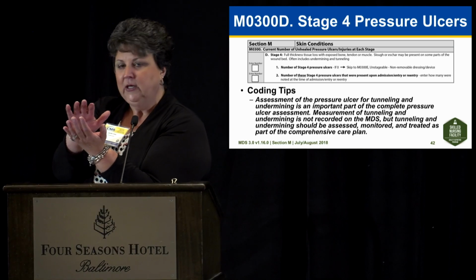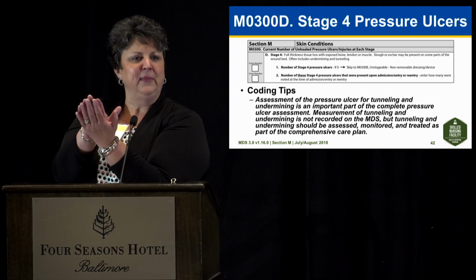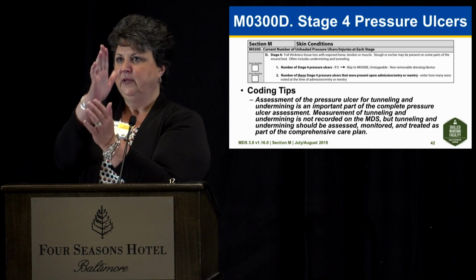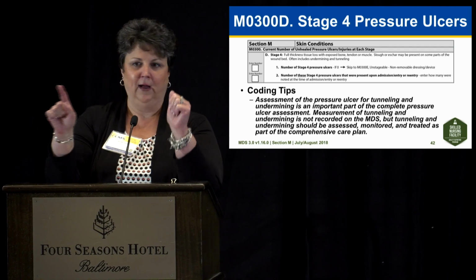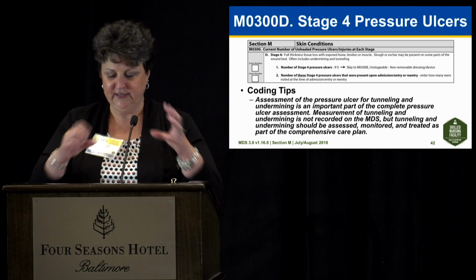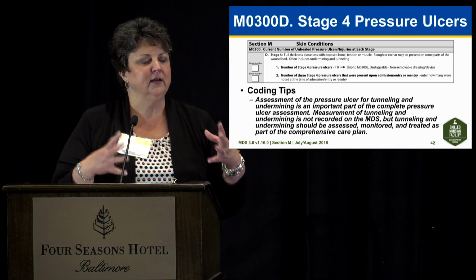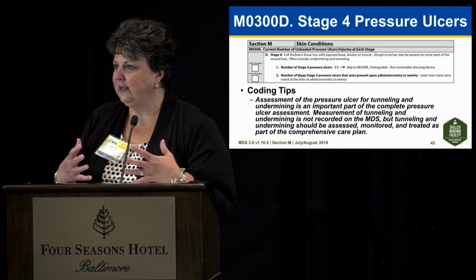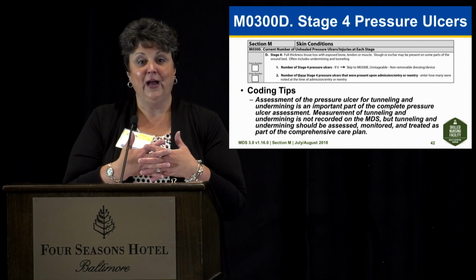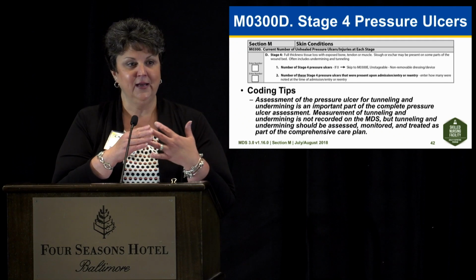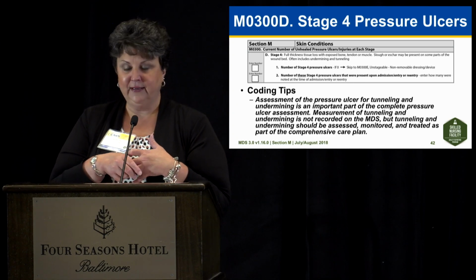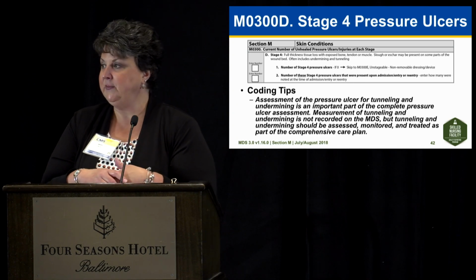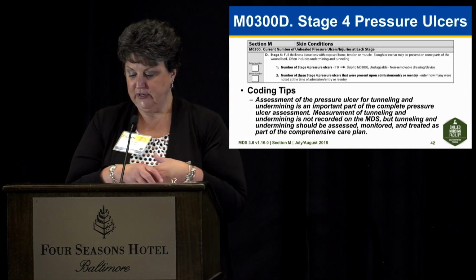We usually talk about undermining as we might measure it at the clock. We would say from 12 to 5, right? Where tunneling is usually a tunnel at 1 o'clock or something like that. So it's very different characteristics. So just like other wound measurements, you're no longer capturing tunneling and undermining on the MDS. And again, these aren't coded on the MDS, but they need to be assessed, monitored, and treated.